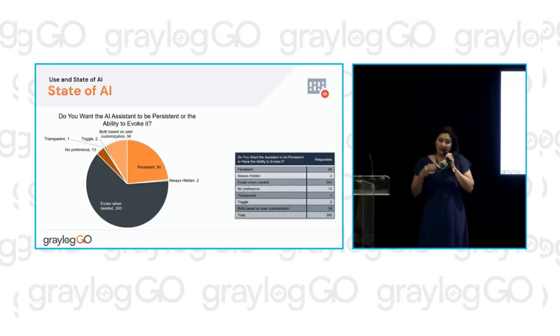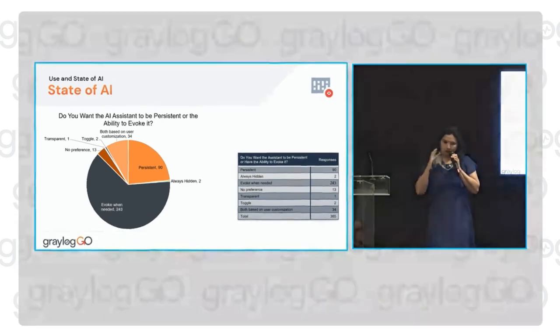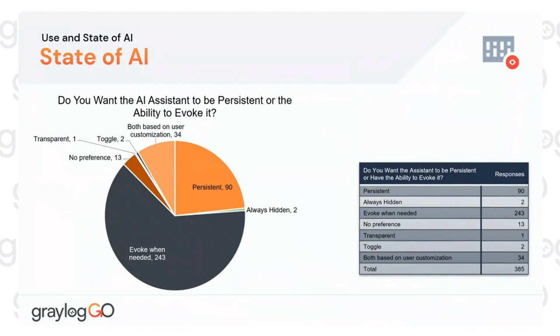And then we wanted to get a little bit into the look and feel. We wanted to know, in terms of the design, where would we want to keep it? Is it supposed to be persistent? Is it supposed to be always there, or do they want to evoke it? Most of them, more than 50%, wanted it to be evoked.